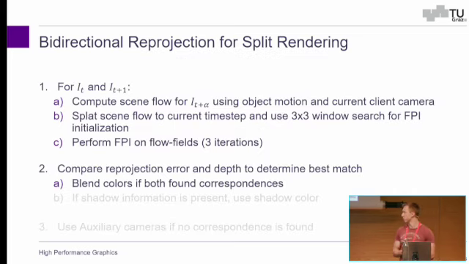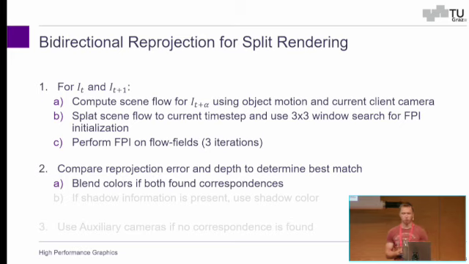Our algorithm then looks like this. For both the T and T+1 frame, we compute the scene flow to the current interpolation frame using the object motion sent by the server and also the current head position. We then split the scene flow to the current time step, and use a 3x3 window search to find a starting point for the iterative point search, which we found that 3 iterations is then enough to find good corresponding pixels.